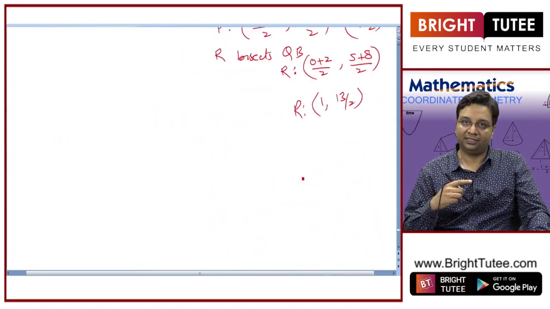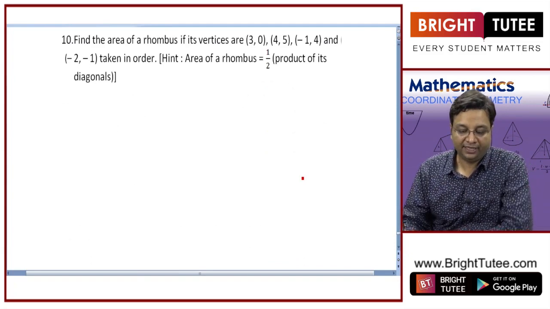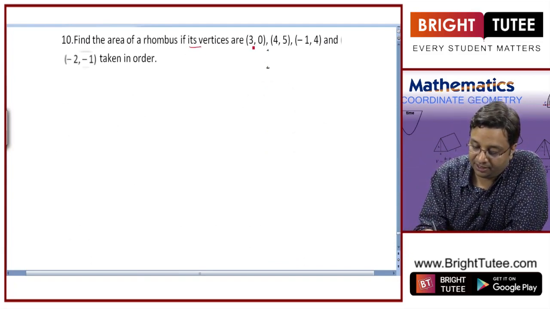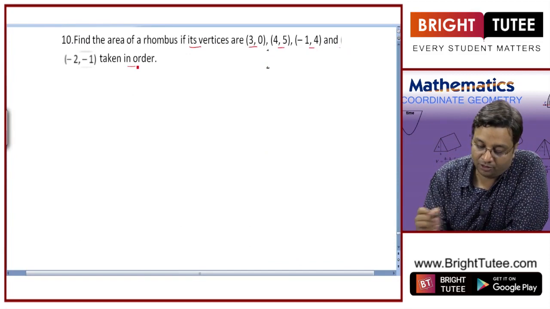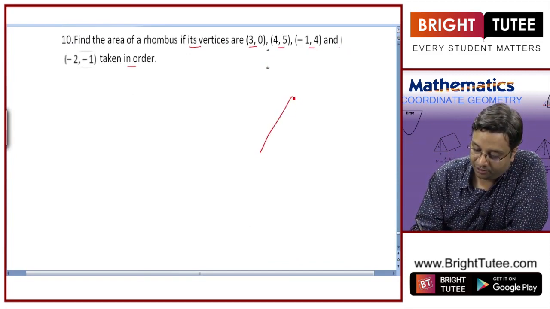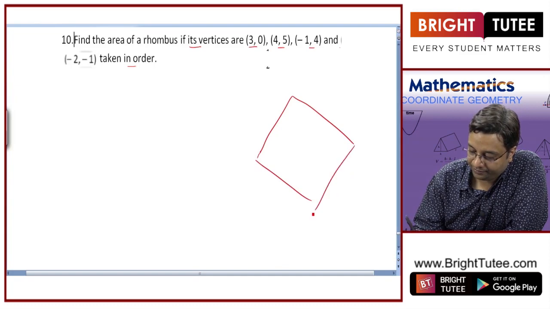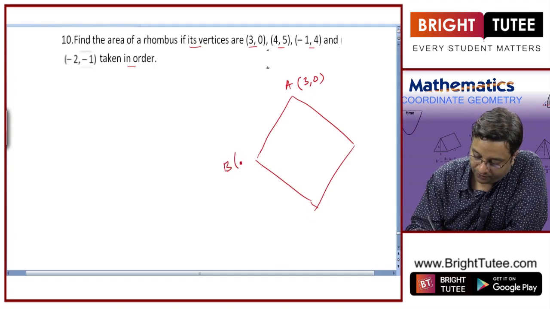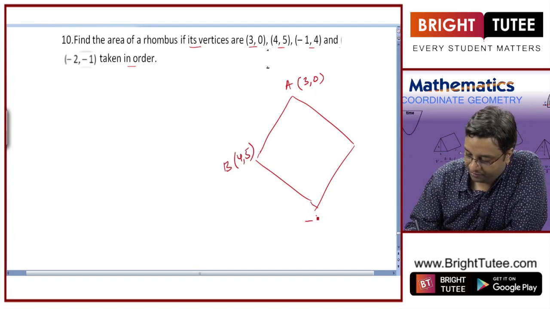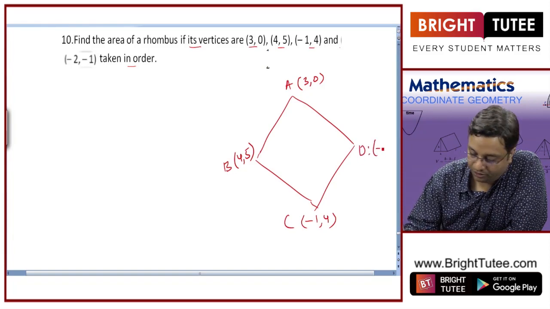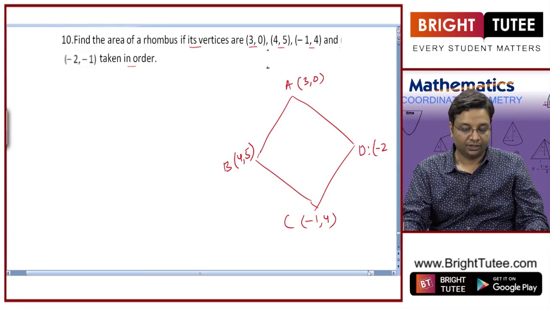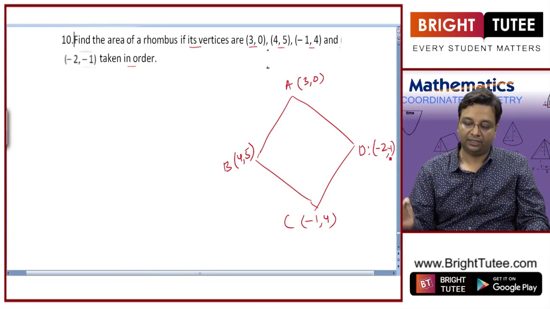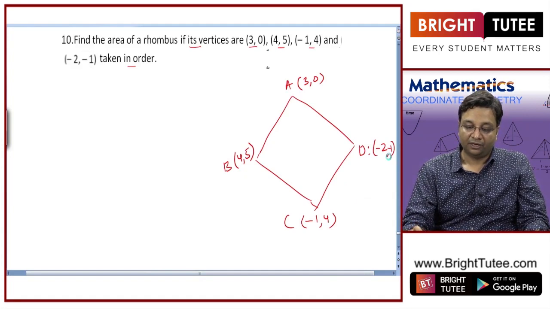Let's look at one more question in this exercise. Find the area of the rhombus if its vertices are these 4 taken in order. So let's make a rhombus here. Let's say this is the rhombus and coordinates are 3, 0, 4, 5, minus 1, 4 and D is minus 2, minus 1. So we have got the coordinates here. Now we need to find the area of this rhombus.